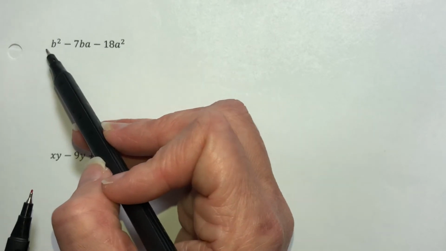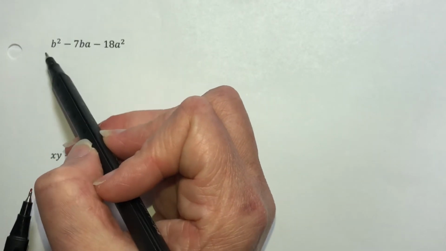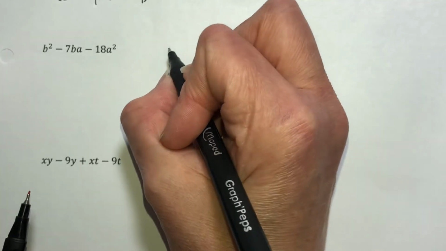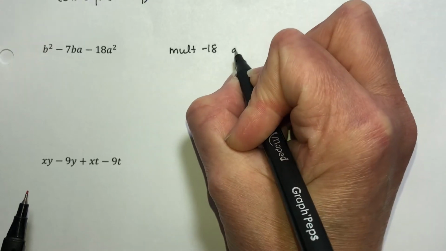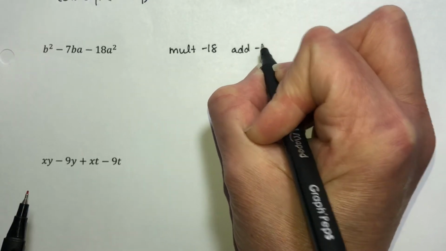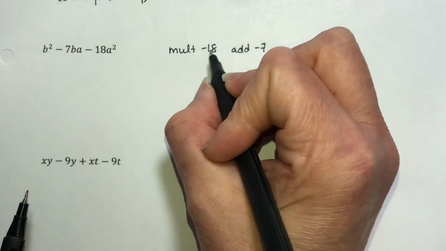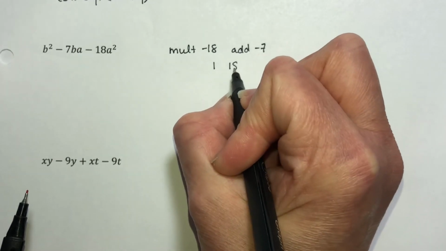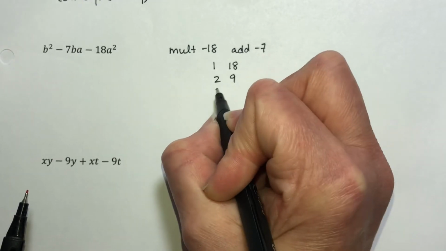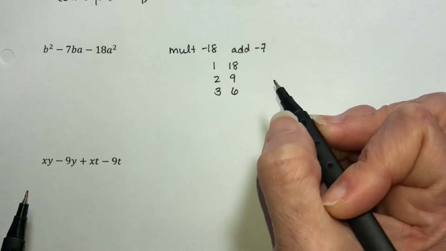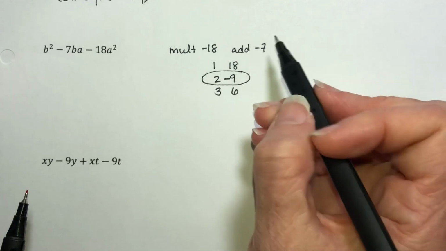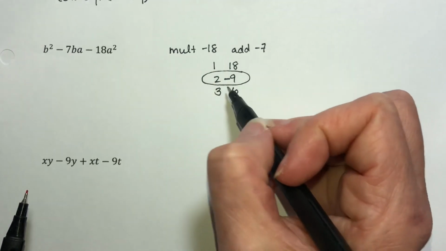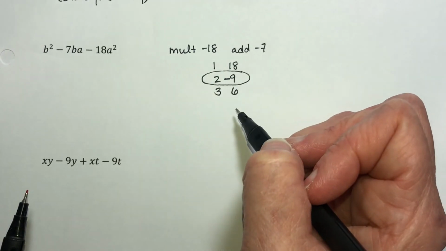This is the easier case in 6.2 because our first number is a 1. So that means what we need to do is find two numbers that multiply to a negative 18 and add to a negative 7. So things that multiply to 18 would be 1 and 18, 2 and 9, 3 and 6. And if I take the 2 and the 9 and I make the 9 negative, they multiply to a negative 18 and they add to a negative 7.